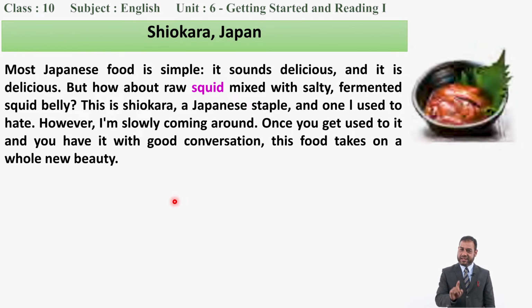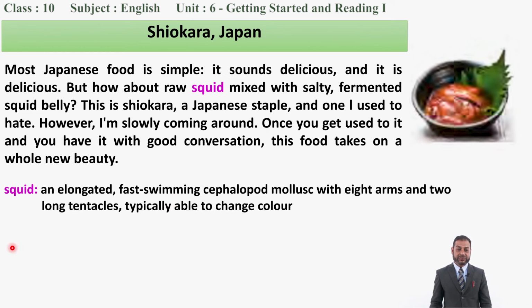Now, squid means it's a living thing that we can find in the sea. An elongated, fast-swimming cephalopod mollusk with 8 arms and 2 long tentacles, typically able to change color.